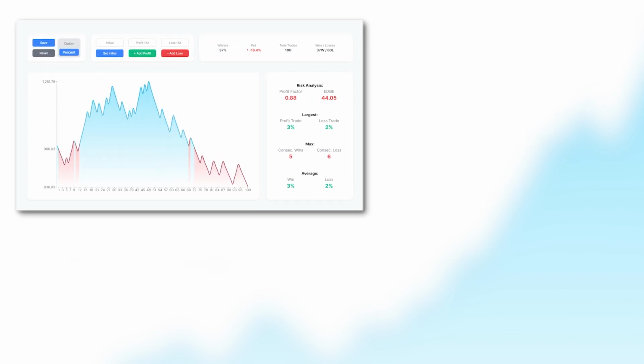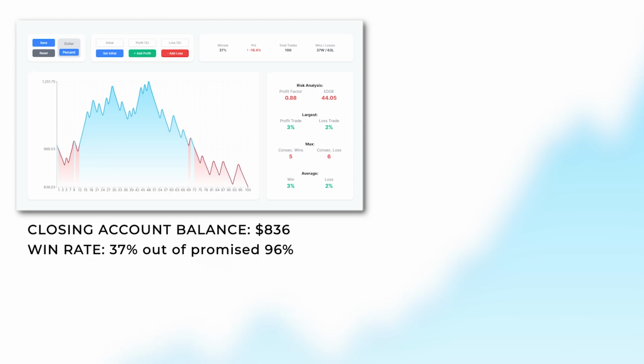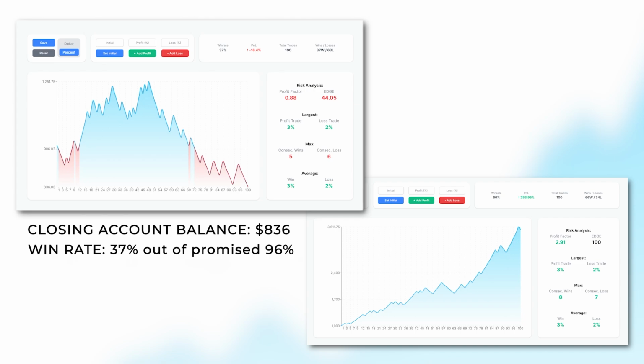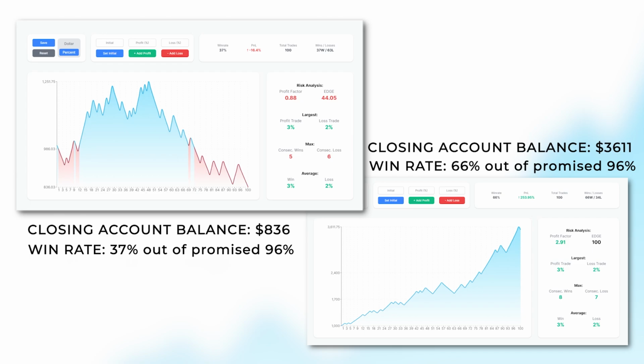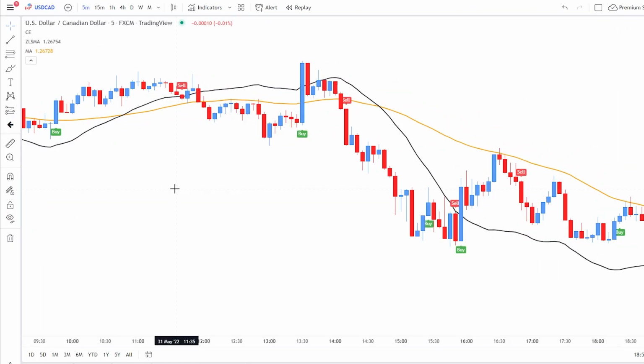The results of the first backtest using the original strategy were unexpected. The closing balance was just $836, and we could not achieve a win rate of 96%. And as soon as we made a few adjustments to the strategy, we noticed a significant improvement in the win rate, and within a short period of time, our account balance went from $1,000 to $3,611 in total. It's super crazy to me how relatively minor adjustments may make a tremendous difference in the strategy.